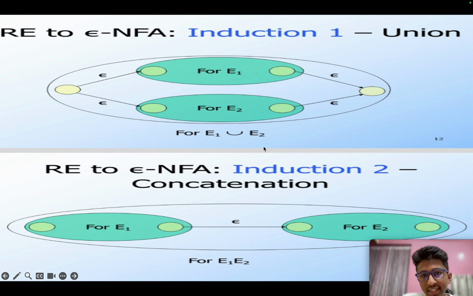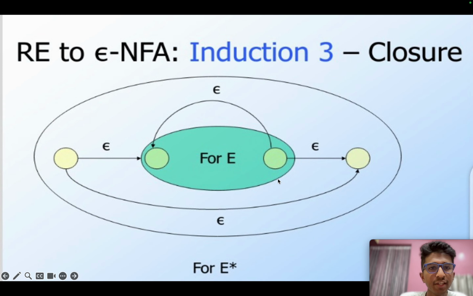Then we can combine these two by using the union for both E1 and E2. Then we have concatenation, that is joining E1 and E2, that is E1 epsilon to E2. RE to epsilon NFA, induction, closure. For example, epsilon at the initial node we get the epsilon. For the second node it constantly repeats the epsilon within the intermediate loop for the regular expression.